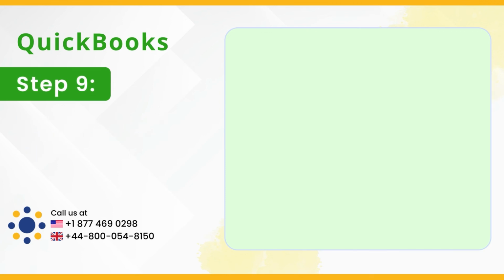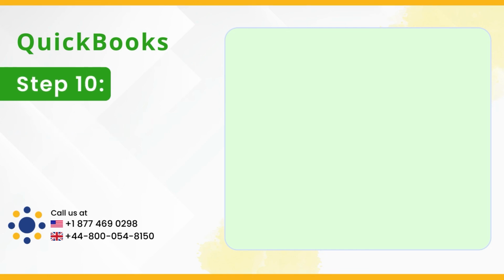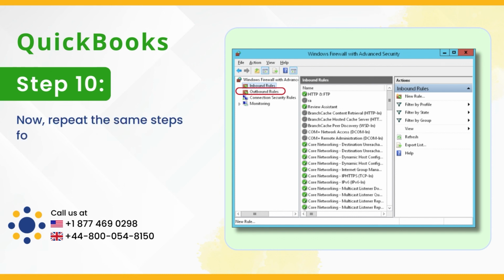Step 9. Create a rule, name it, and then click on Finish. Step 10. Now, repeat the same steps for outbound rules.